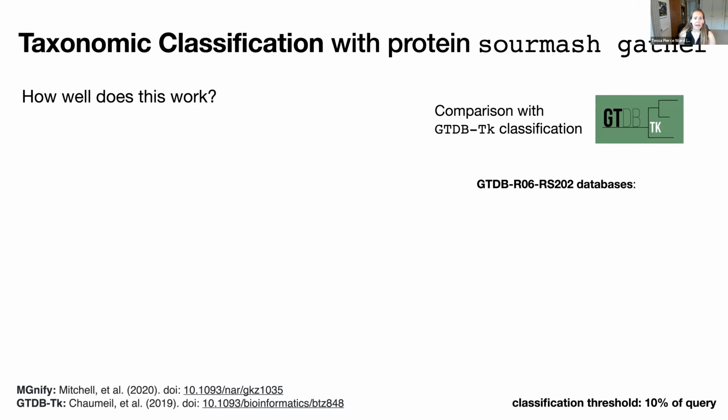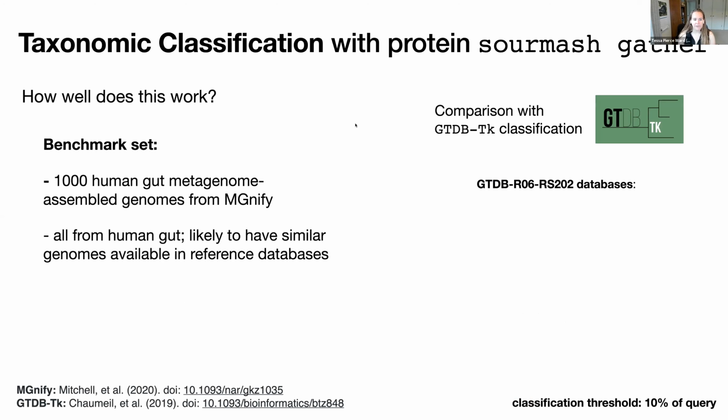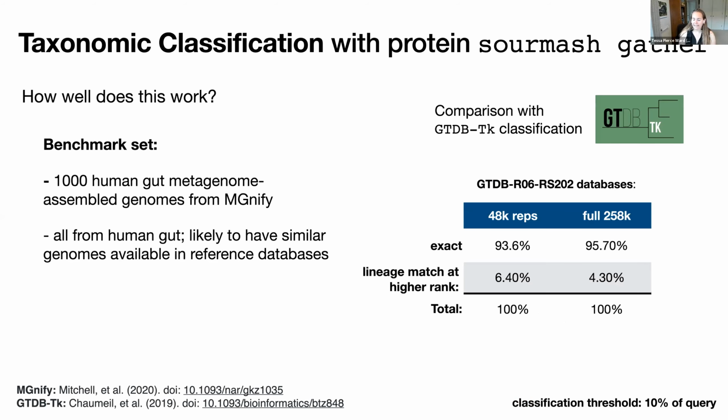Okay, so how well does this work? We decided to do first a comparison with GTDB-Tk, and we started out with a benchmark set of 1,000 human gut metagenome-assembled genomes from MGnify, and these are all likely to have similar genomes available in reference databases. We found exact lineage matches for about 95% when using the full GTDB recent release.